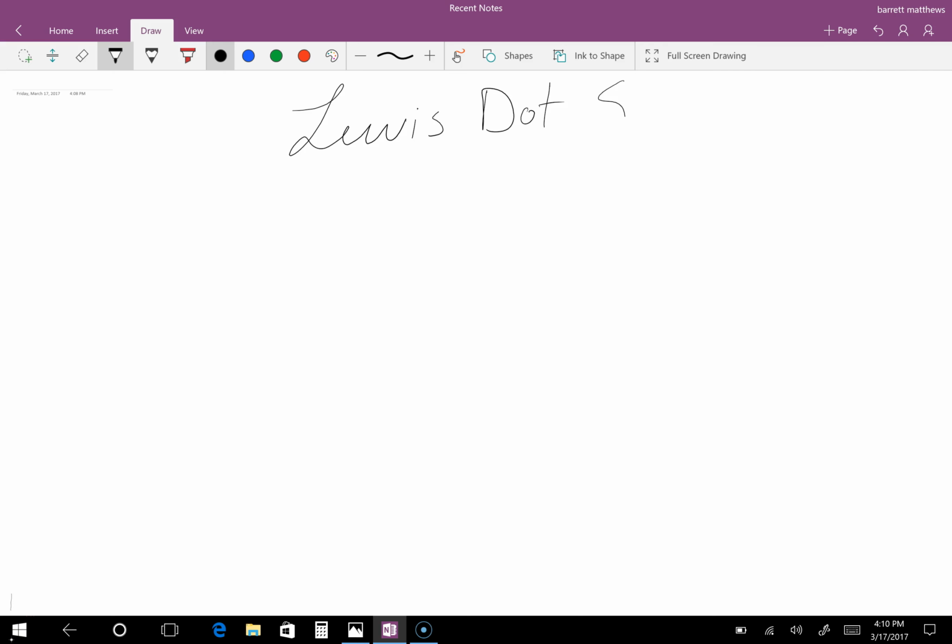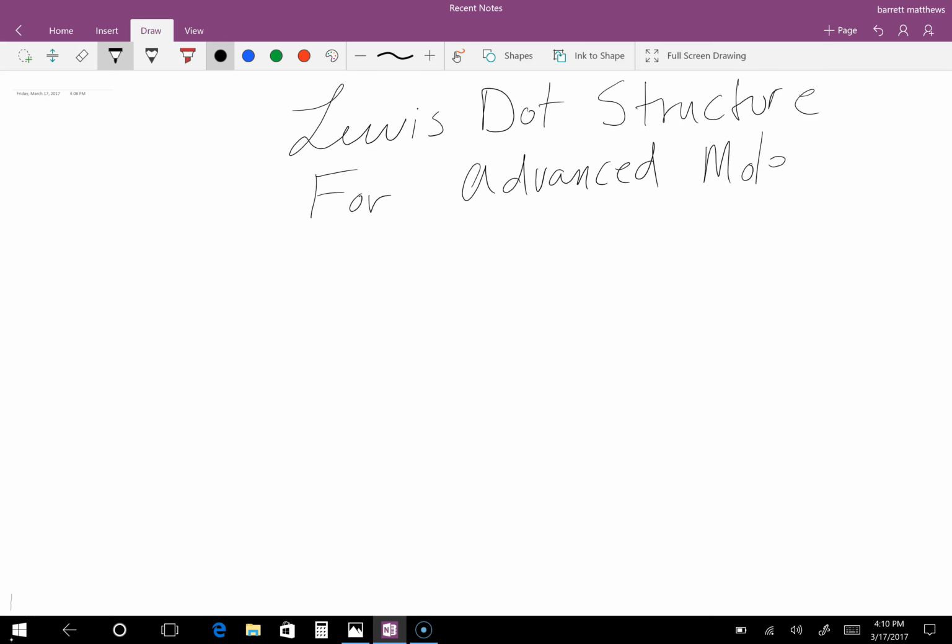Hey, welcome back. Let's take a look at Lewis dot structures. But this time, let's take a look at some more advanced kinds of molecules when dealing with Lewis dot structures. So in order to address this, let's go ahead and create a series of rules or steps that we'll take every time.